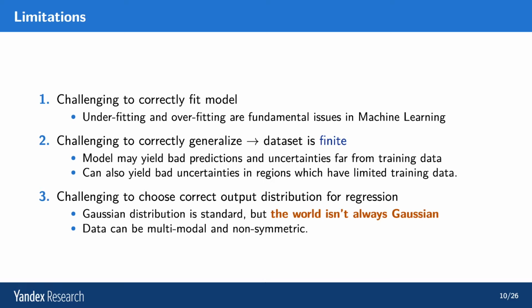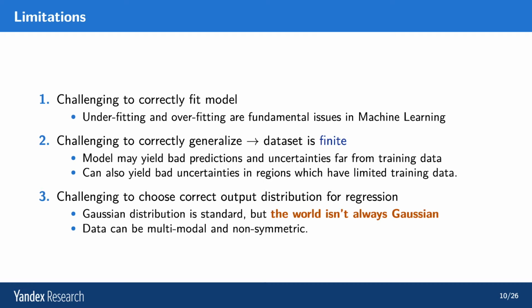This is in general challenging. Models can be underfit or overfit, and this is a fundamental issue in machine learning. It is also challenging to correctly generalize. Your data set is finite. Your model can yield bad predictions and bad estimates of uncertainty far from the training data. And in fact, this is when you have high knowledge uncertainty, which we'll talk about next. Similarly, your model can also yield bad uncertainties and predictions in regions with limited training data.